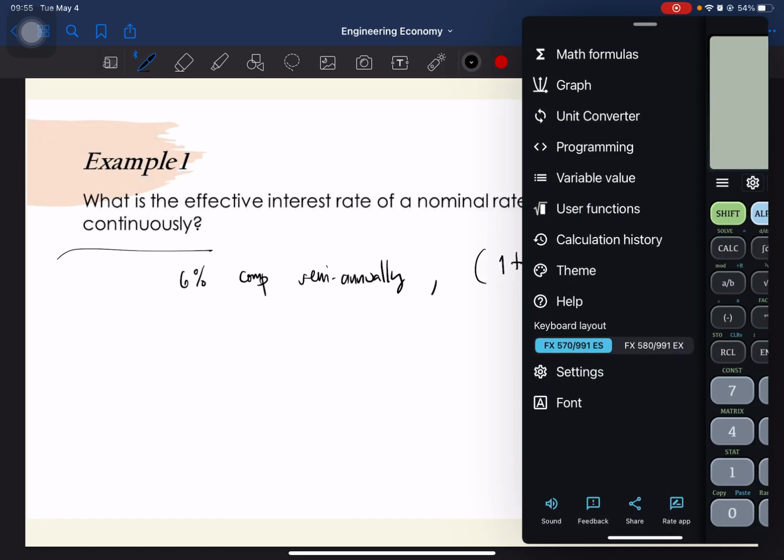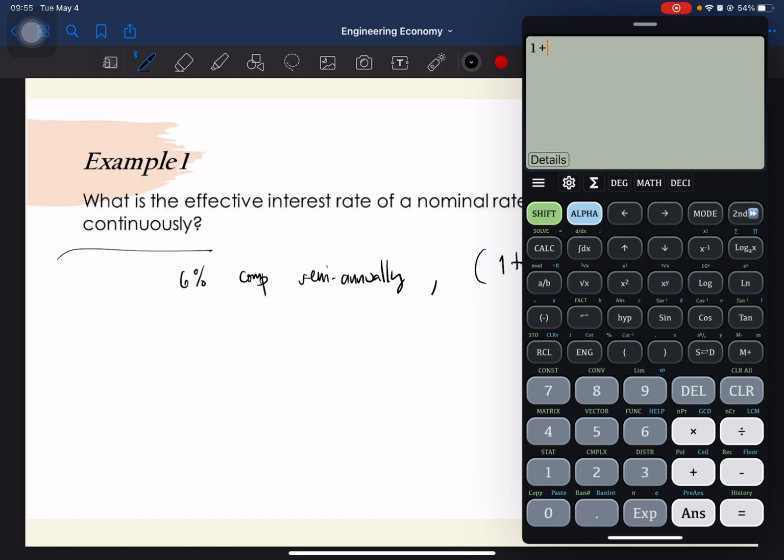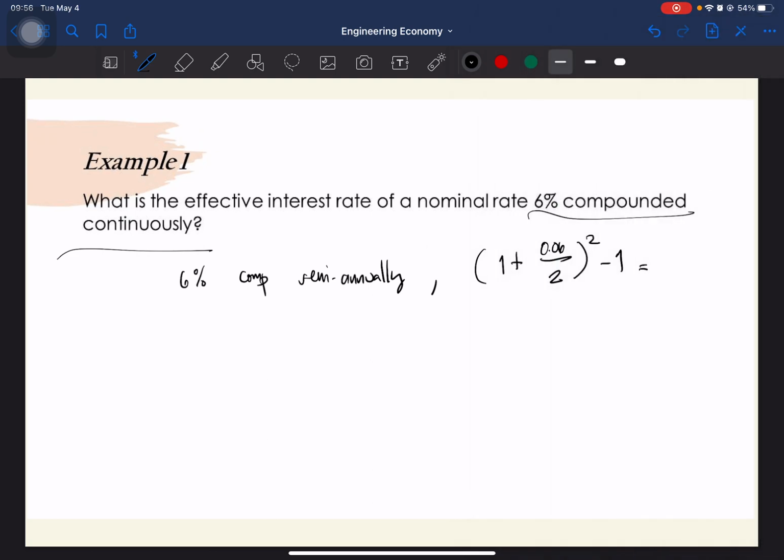Okay. So that's 1 plus, 0.06 over 2 raised to 2. Okay? Tapos minus 1. So 6.09%. So ang effect ng 6% compounded semi-annually sa isang taon is 6.09% talaga.